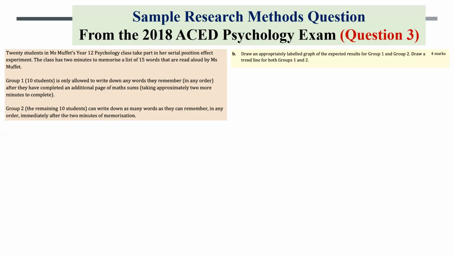Okay, so this is one of the research methods questions from a past company exam. It says 20 students in Miss Moffat's Year 12 psychology class take part in her serial position effect experiment. So this is something similar to what we did for the outcome 3 research poster, remember? The class has 2 minutes to memorize a list of 15 words that are read aloud by Miss Moffat.